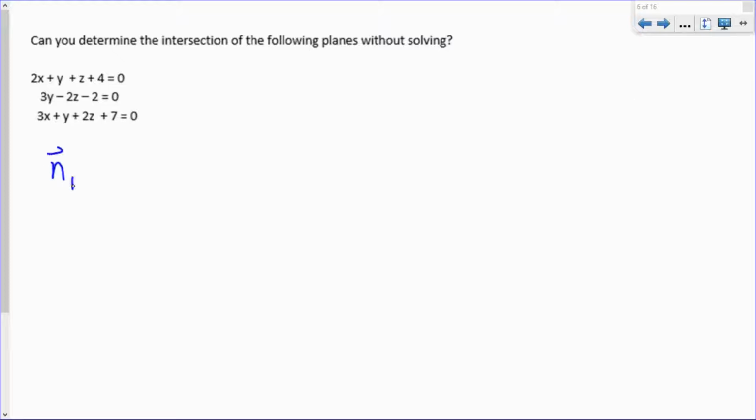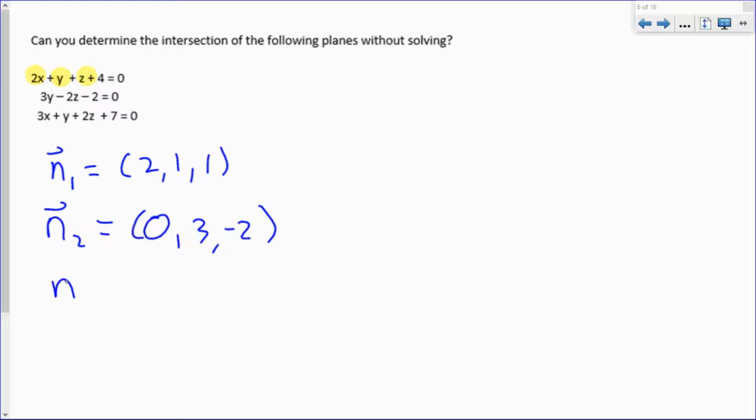The first normal is 2, 1, 1. Remember, I'm getting that just from the coefficients on the variables x, y, and z. The second normal is 3, notice there is no x term, so the second normal is 0, 3, negative 2. The third normal is 3, 1, 2.